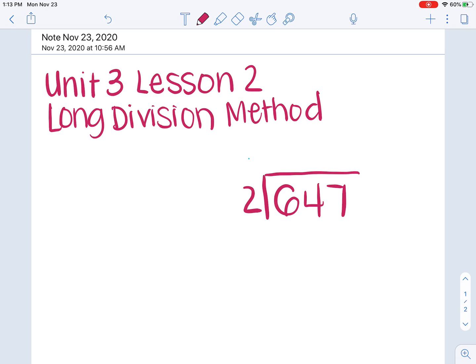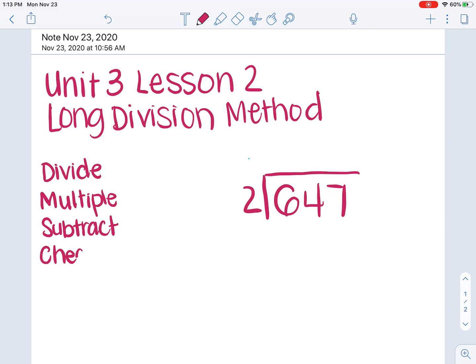Now that you have these items copied down, there are a few steps that we are going to follow as we do long division. We are going to divide, multiply, subtract, check, and bring down.